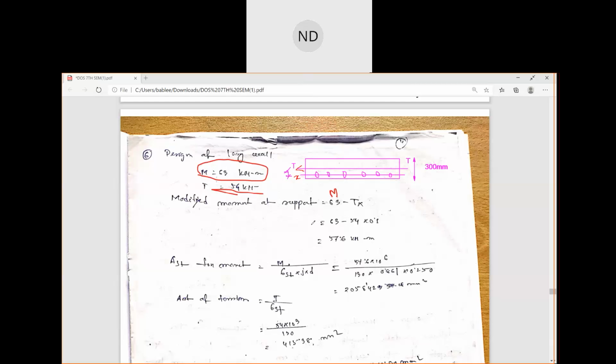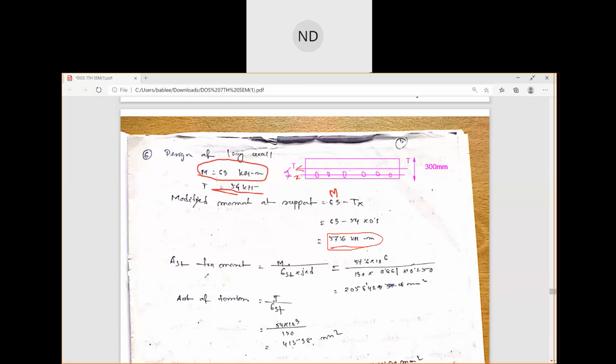So this is the modified moment at the support here, 57.6 kilonewton meter. Now this is the net moment. The modified moment is 63 minus Tx, and the net moment will be 63 minus tension, which was 54, into x. This x we have considered to be 100 mm. Let us estimate this distance to be 100 mm. So it comes out to be 57.6 kilonewton meter.